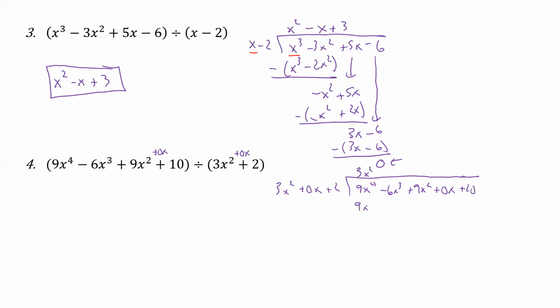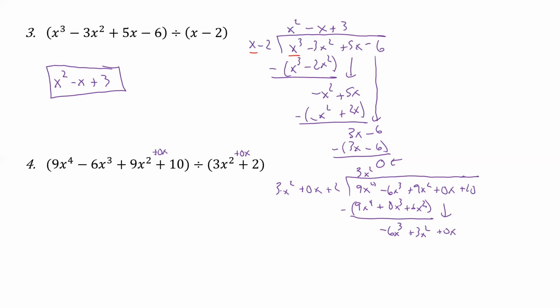And that'll give us 9x to the 4th plus, well, we'll get 0x cubed because 3 times 0 is 0. x times x squared is x cubed. And then 2 times 3 is going to be plus 6x squared. Now we subtract. 9 minus 9 is 0. Minus 6 minus 0 is going to still be a negative 6x cubed. 9 minus 6 is 3, so it's plus 3x squared. And now we bring down plus 0x.